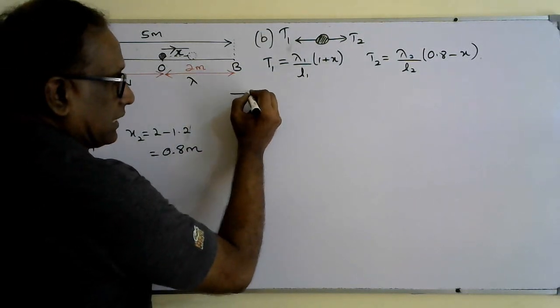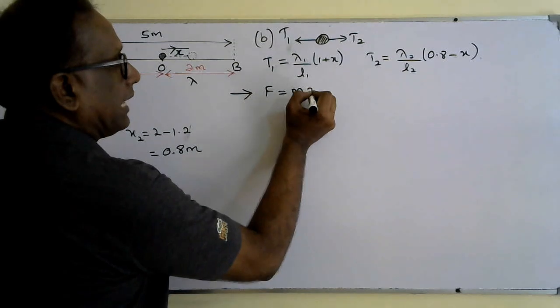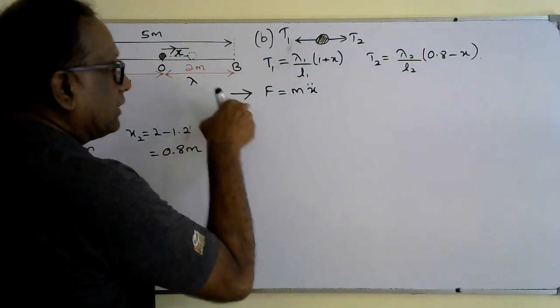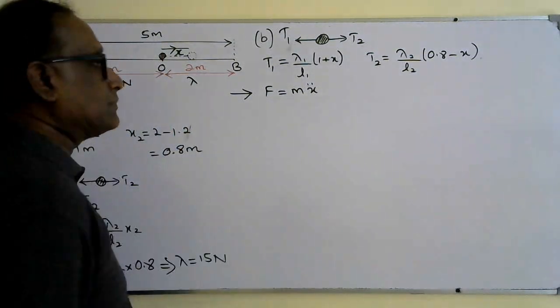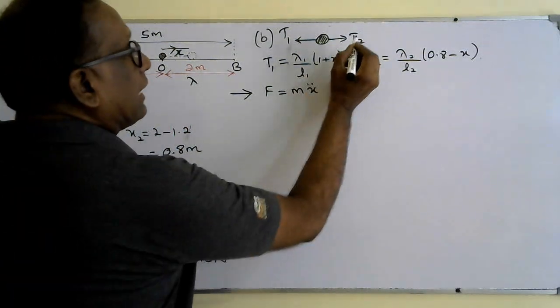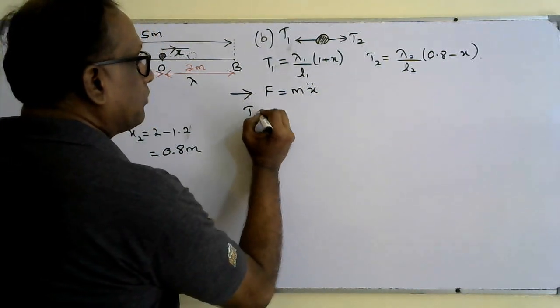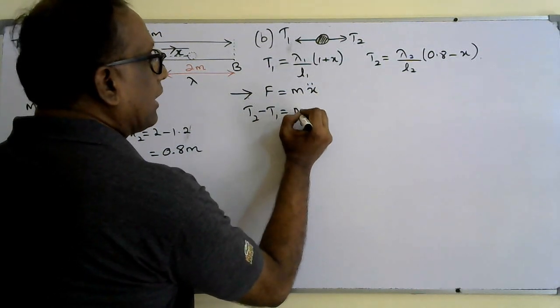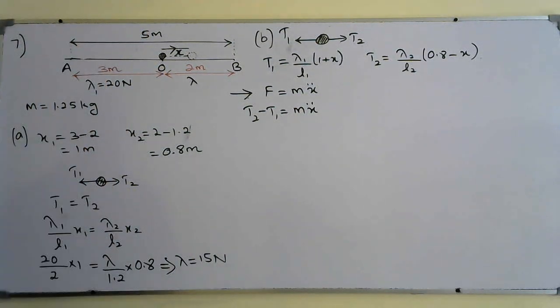So we'll take the second law in this direction, F equals m x double dot, along the direction of displacement, which we take as positive. So any quantity along the direction of displacement will be taken positive. T2 is along this direction. So T2 minus T1 equals m x double dot. M is given anyway, we'll substitute 1.25.